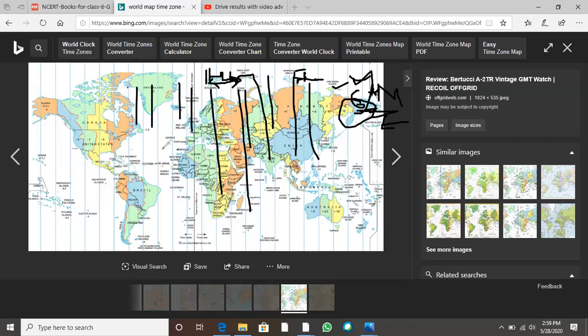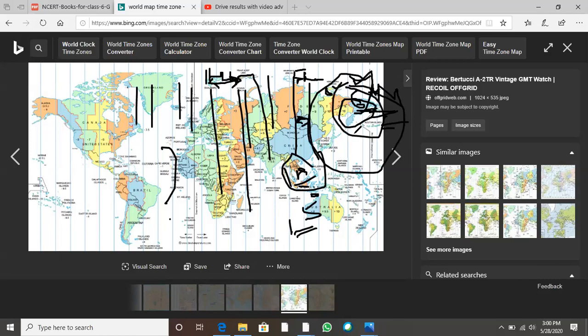Why is it so? This is so because every longitude has a 1 hour difference for every 15 degrees. They will have a 1 hour difference because they are 15 degrees apart. So the sunrise is here, and after 1 hour, it will move over here. This will be 7 a.m. and this would become 6 a.m., and so on. This process will go on.